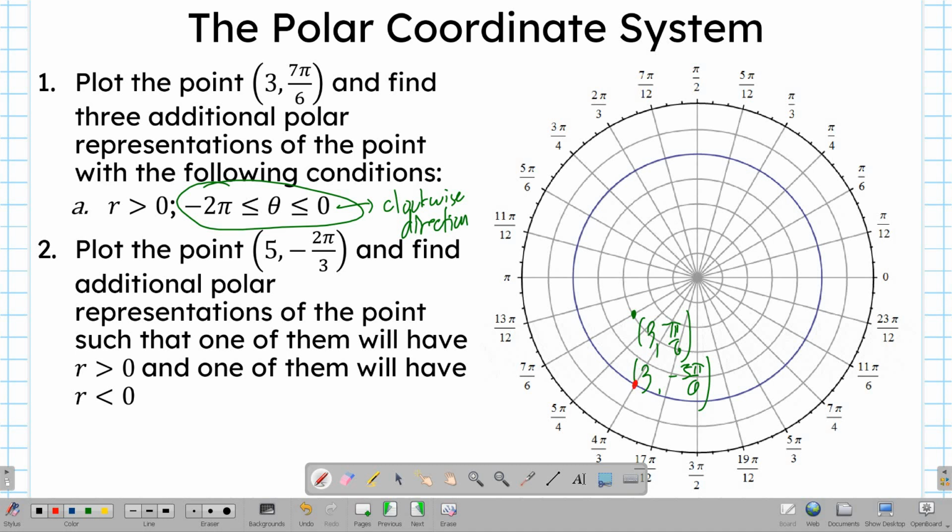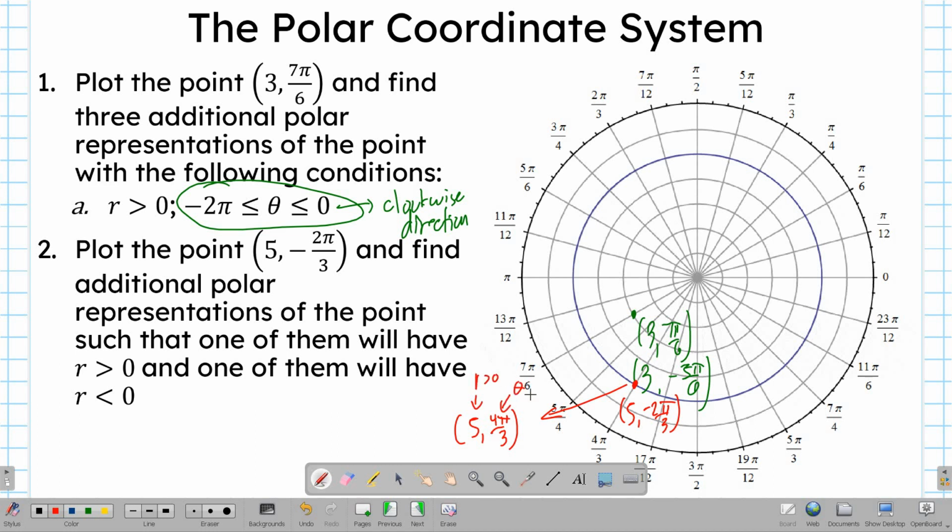This red point here is (5, negative 2 pi over 3). Now, we are just given the restriction that r should be greater than 0. No other condition. So we can have an angle that is also positive, or greater than 0. From here, we'll just rotate clockwise to get another angle. If we rotate clockwise, it becomes 4 pi over 3. So this point can also be represented by the polar coordinates (5, 4 pi over 3), a positive r and a positive theta.